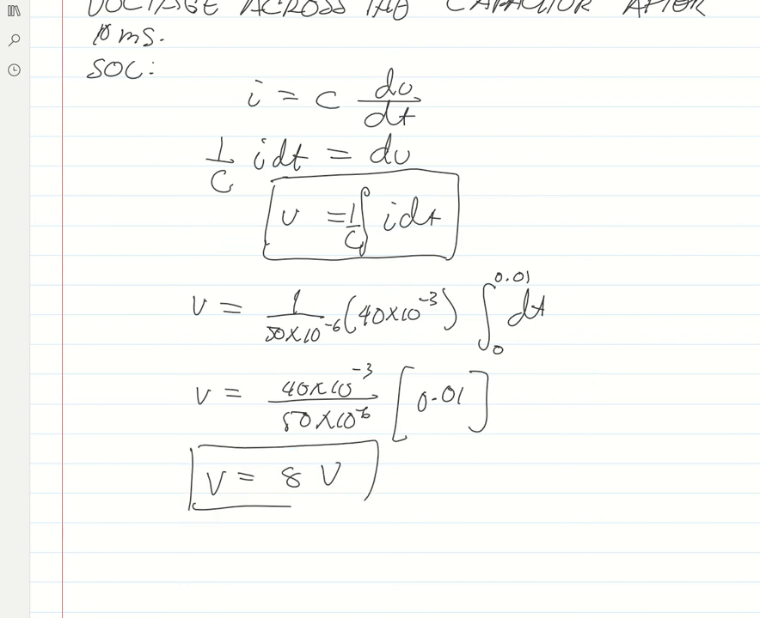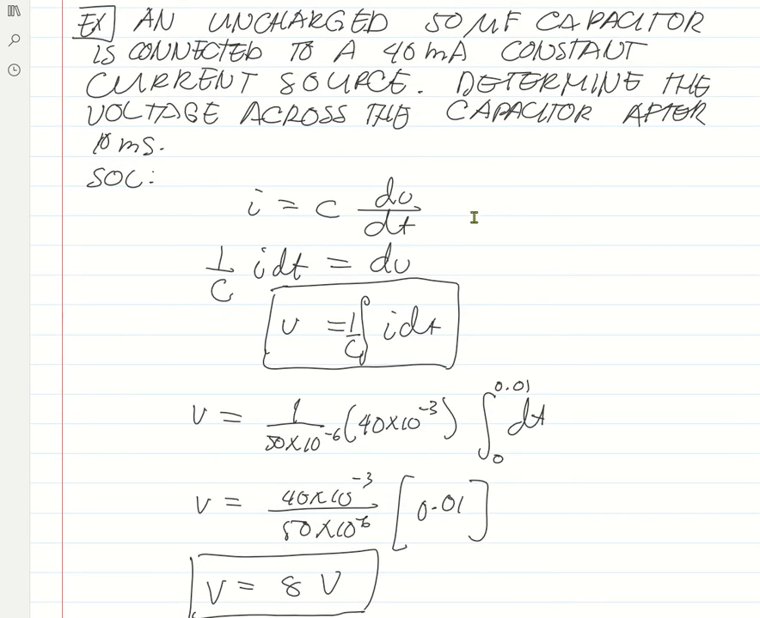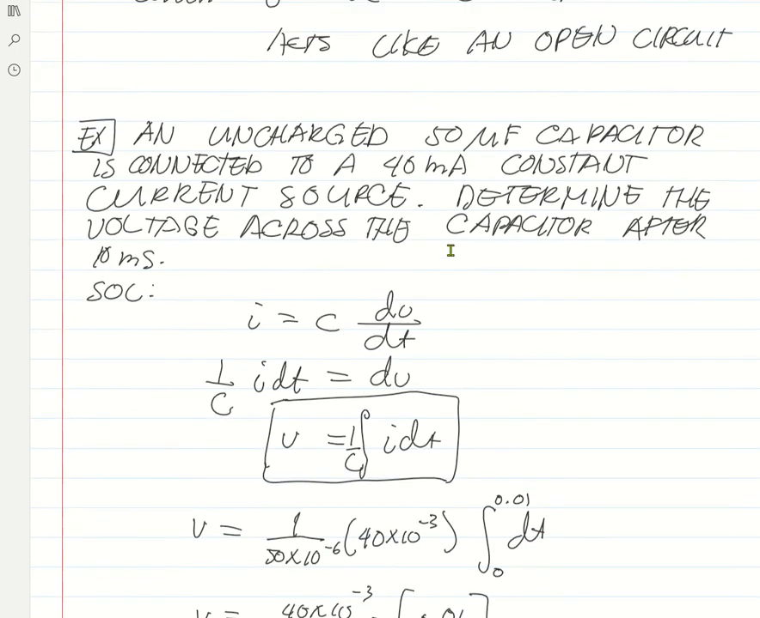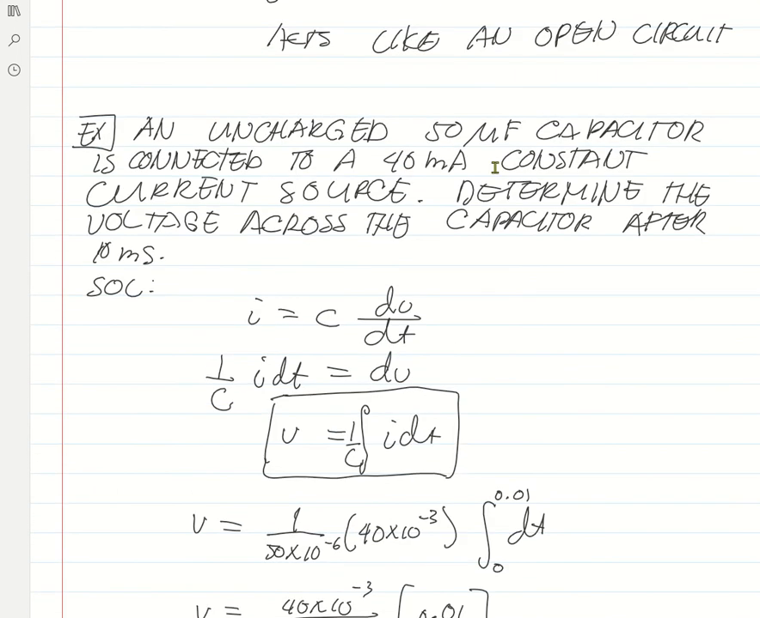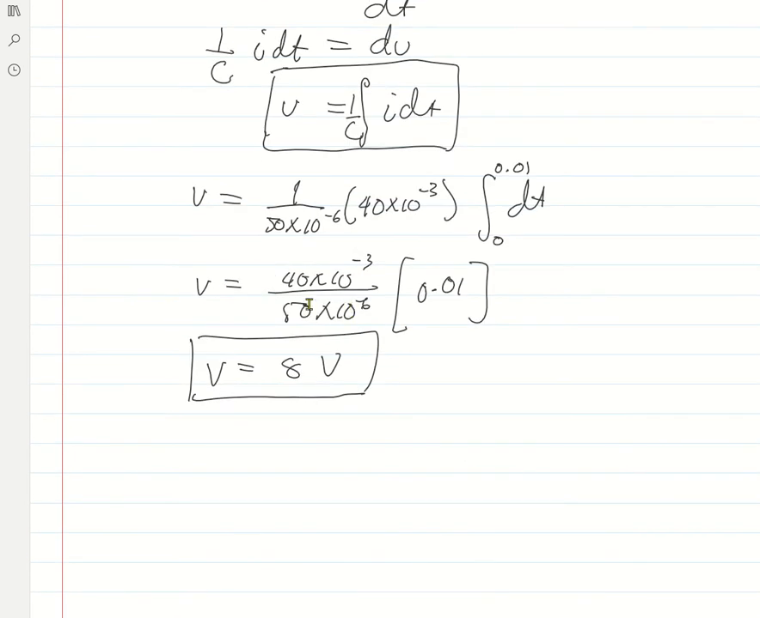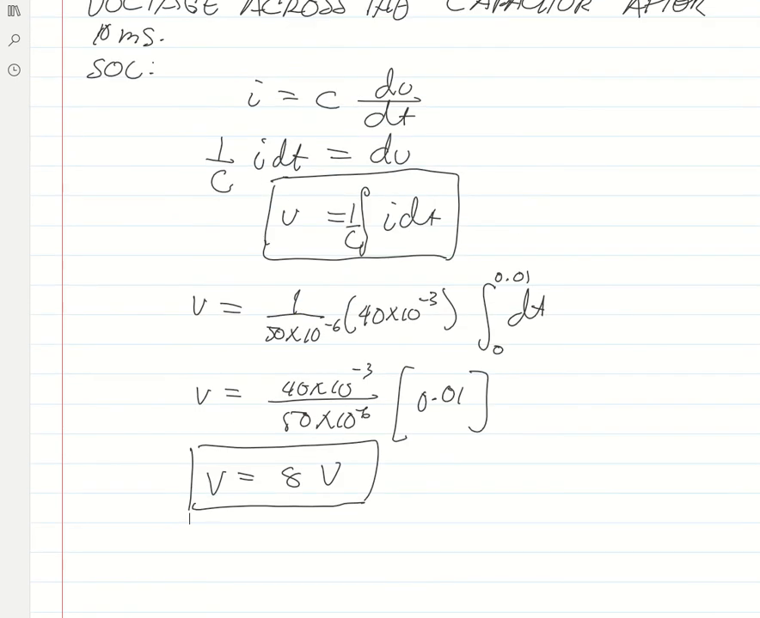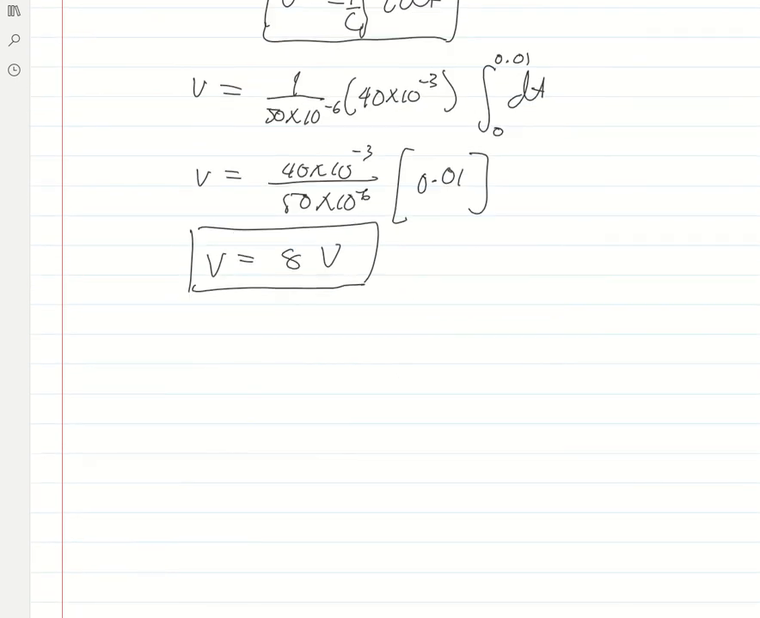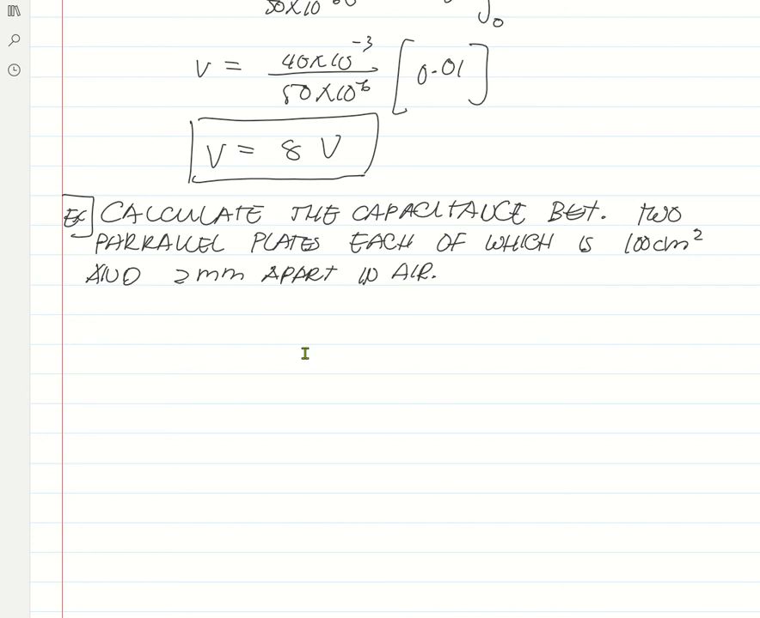So the voltage across the capacitor, if it's being charged by a constant current source of 40 milliamps, will be equal to 8 volts if it's initially uncharged, after 10 milliseconds. So that's how we compute for the voltage using that formula. Now, for the other example, here we want to determine the capacitance. Calculate the capacitance between two parallel plates, each of which is 100 square centimeter and 2 millimeter apart in air.